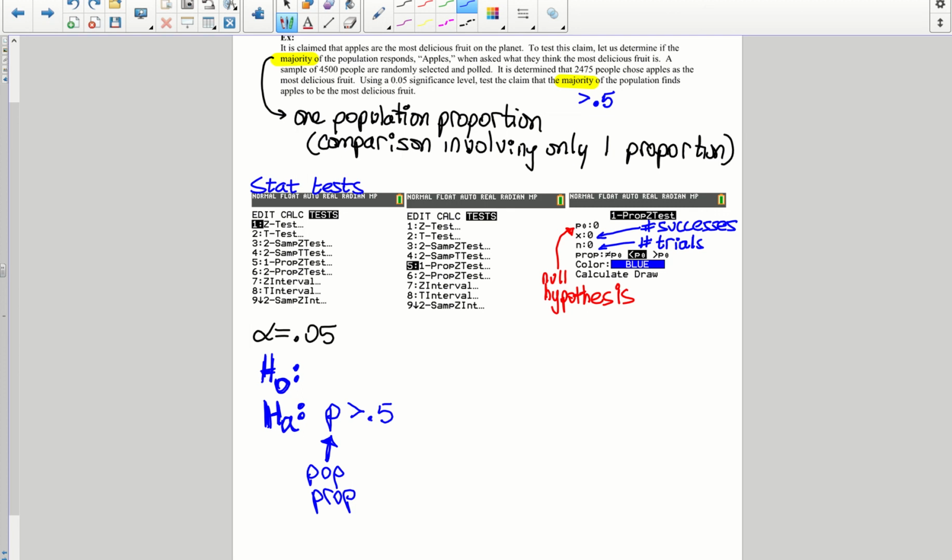So this is what I want to determine. I want to determine if this is true. I don't have a rooting interest. Maybe somebody does care, because if you're a producer of apples, you'd like to know if people really do think apples are the most delicious fruit, because that's going to affect your bottom line. You could apply this to anything else too. If you're producing anything, you would want to know if there's a demand for it. The null hypothesis is almost exactly the same, except it's going to have an equal sign.